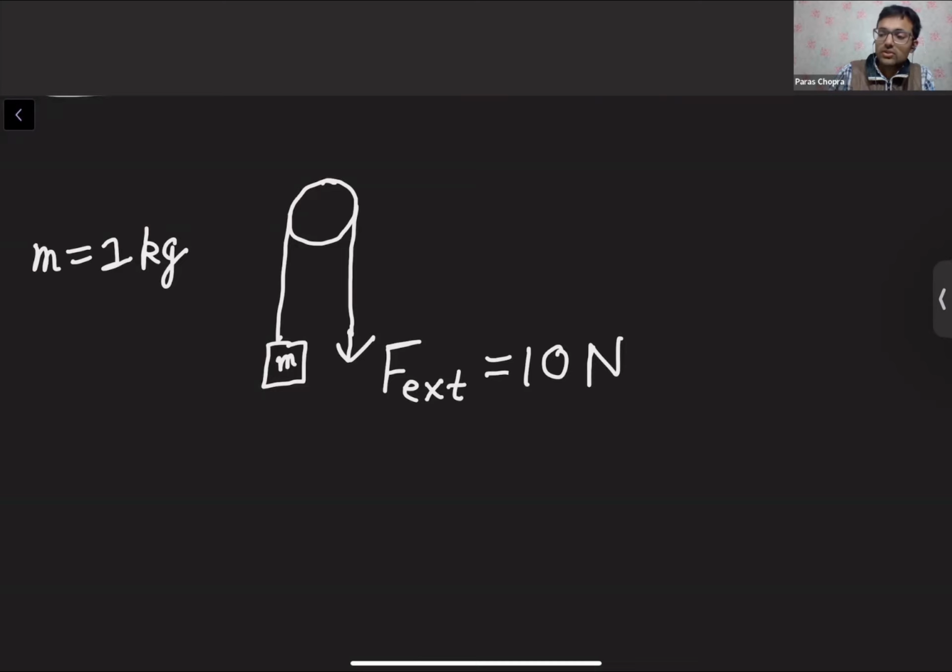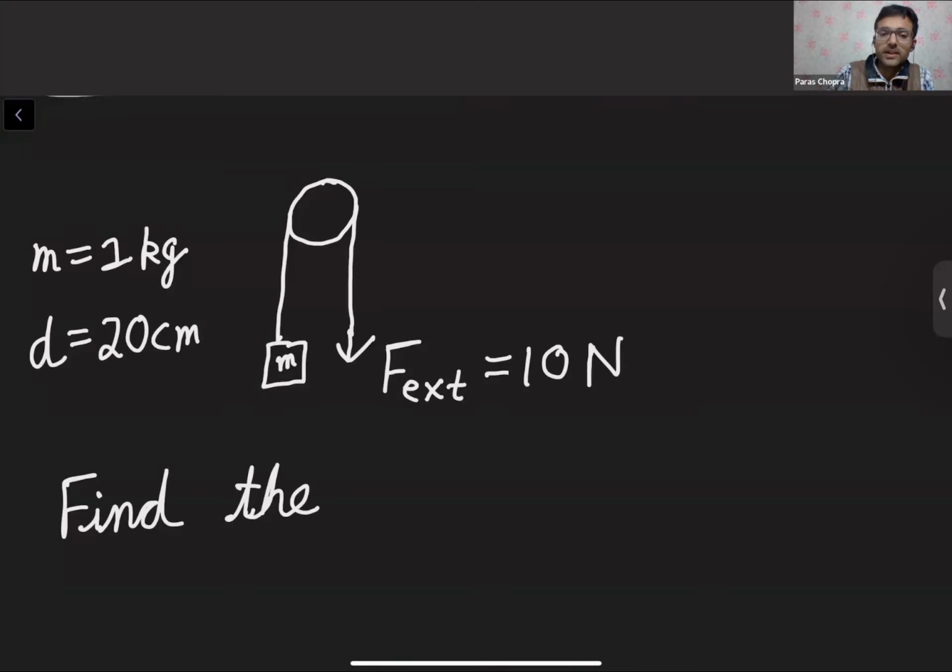Okay. So you have to find the velocity of the block of mass m when it has moved up by a distance of 20 centimeters. Find the velocity of mass m when it has moved up by a distance of 20 centimeters.